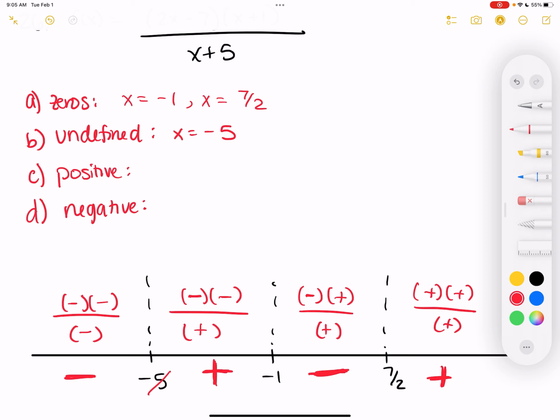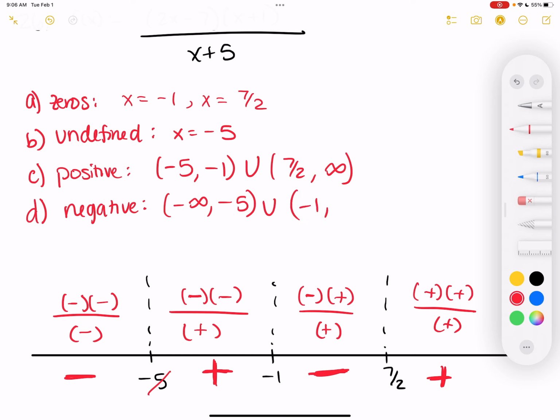So up here in my positives, I have -5 to -1. They're parentheses because I'm not including them. It's just asking for positive, it's not asking for 0. Union with 7/2 to infinity. Negative is from -infinity to -5, union with -1 to 7/2. Okay, not too bad, right? Pretty easy.